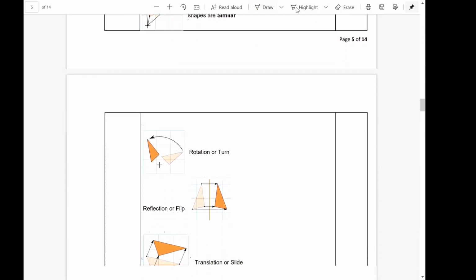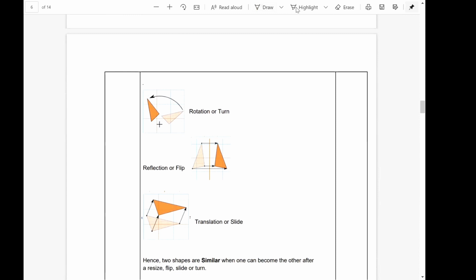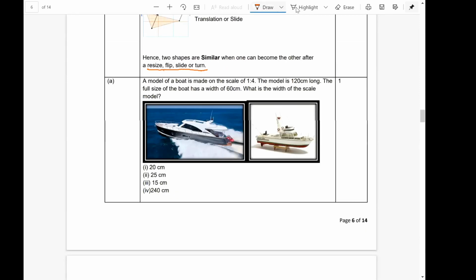So there are other situations also where we take similarity. Rotation or turn, then the shapes will be similar. Reflection or flip, the shapes will be similar. Translation or slide also, the shapes will be similar. So let's say the first question.